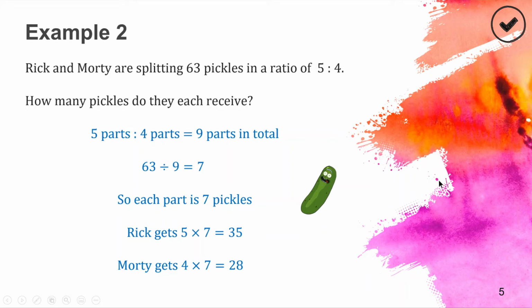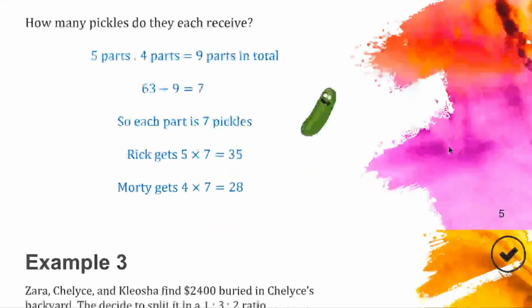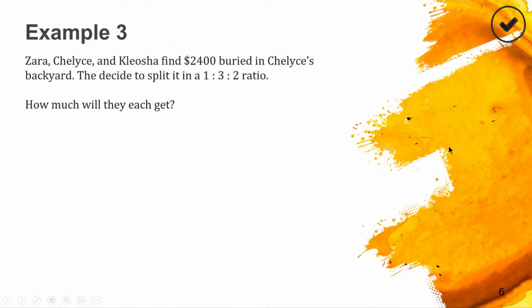Now it's a bit of a tough one at first if you haven't seen a question like this before, so we'll do another one to get a bit more practice. This one's got a triple ratio. We have Zara, Shalise, and Cleosha. They found $2,400 buried in Shalise's backyard. They decide to split it in a 1 to 3 to 2 ratio. So every $1 that Zara gets, Shalise is going to get 3 because it's her backyard, and Cleosha is going to get $2, maybe because it was her shovel, I don't know. So we need to find out how much they are each going to get.